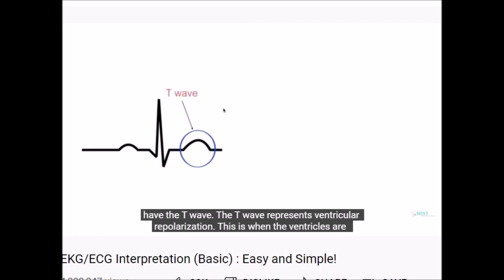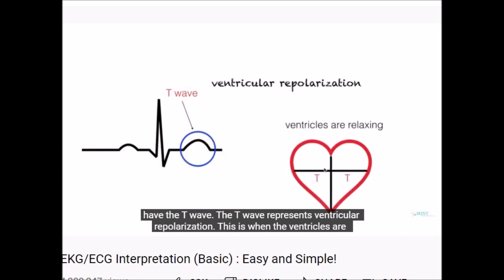Lastly, we have the T wave. The T wave represents ventricular repolarization. This is when the ventricles are relaxing. Keep in mind that every depolarization is always followed by repolarization.